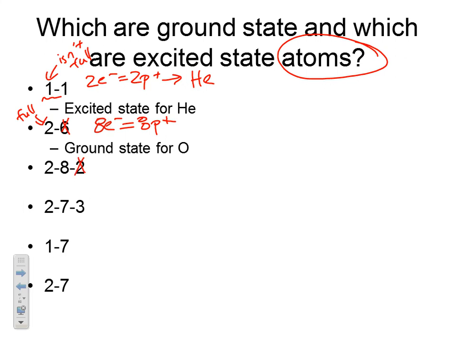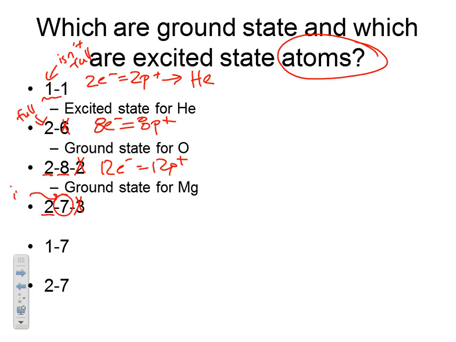2-8-2. Don't look at the last one. This is full, so that makes it ground state. 12 electrons mean 12 protons, and the only element that has 12 protons is magnesium, so this is a ground state configuration for magnesium. 2-7-3, however, again, don't look at the last one for excited state. This is full, but 7 is incomplete, which means that there's an electron that belongs there that is actually in the third shell. So this is an excited state configuration, but we still have the 12 electrons, so now this is an excited state configuration for magnesium. So we have the ground state for magnesium and then the excited state for magnesium.